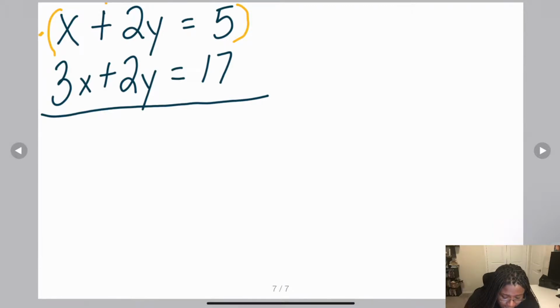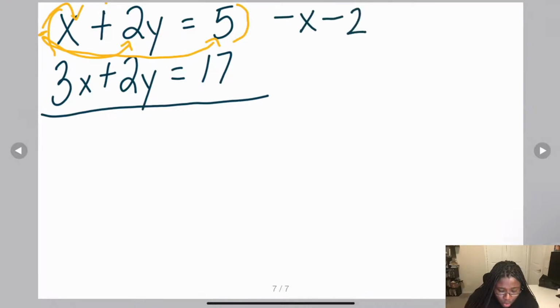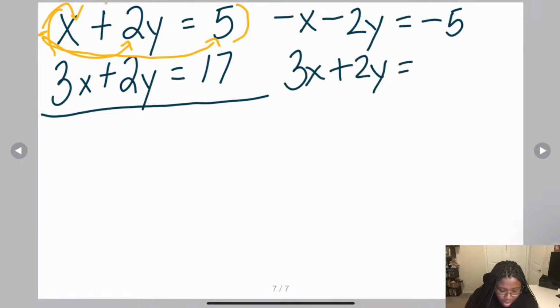So if I was to rewrite this with a negative, we're going to make this x negative, we're going to make this 2 negative, and we're also going to make this 5 negative. So when I rewrite it, it'll be negative x minus 2y equals negative 5. We did not add a negative to the bottom, so please do not mess with it. Just 3x plus 2y, put it back in, and we're going to add our line underneath because we're going to add down, right?